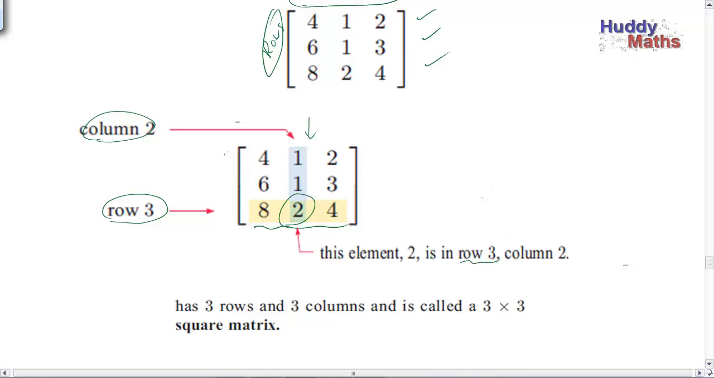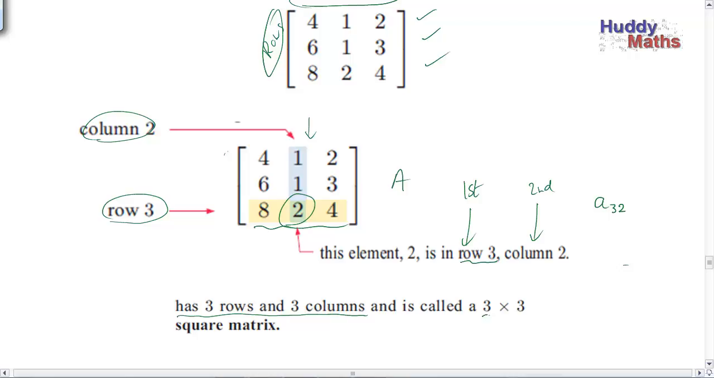You always say the row first, give it a location. The row first, it's row 3, and it's in column 2. So if that was called the matrix A, this would be called the entry A32. Okay, you see there's a whole jargon and set of definitions that we're building up relating to how to refer to rectangular arrays. And then this one has 3 rows and 3 columns.